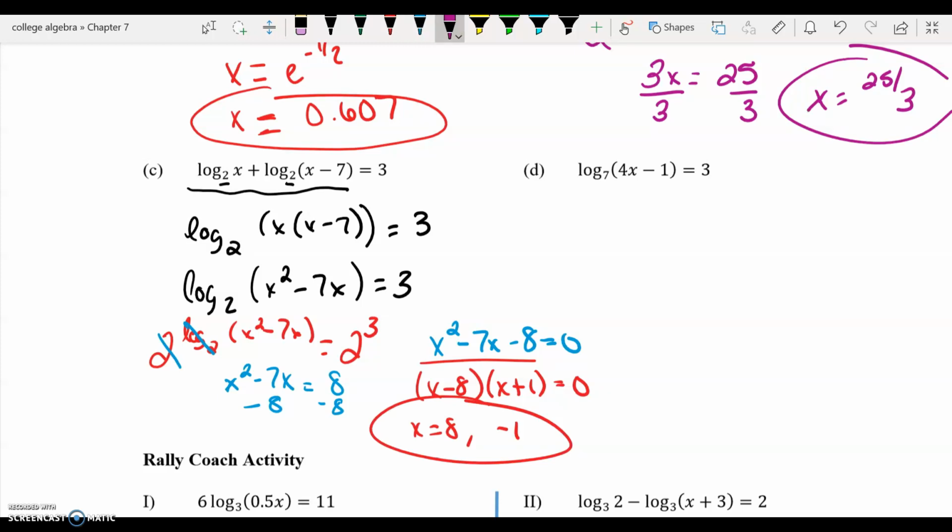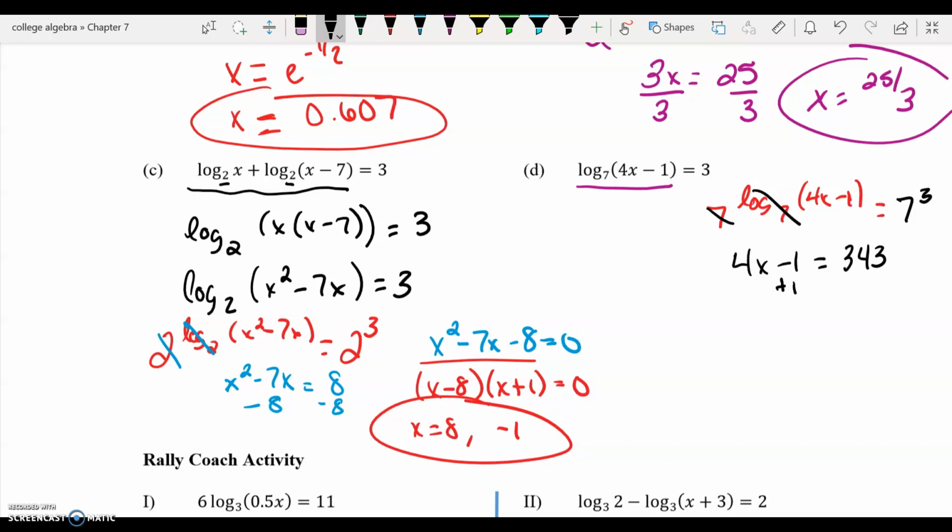Next one. All right, notice the whole thing's in parentheses, so I'm not going to add or subtract or divide anything like that. Instead, I'm just going to go ahead and raise it to the power. So 7 to the log base 7 of 4x minus 1 equals 3. Excuse me, 7 to the third, because you got to do it on both sides. This cancels. Get 4x minus 1 equals 7 to the third, which will be 343. I'm going to add 1. You get 4x equals 344. Divide by 4. You get x equals 86.